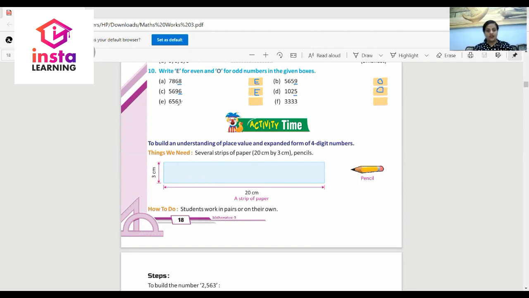After that, 1 at the ones place is an odd number. So this number is also considered an odd number. 3 at the ones place is also known as an odd number. The full number is odd. 3333 means 3,333. That is an odd number.